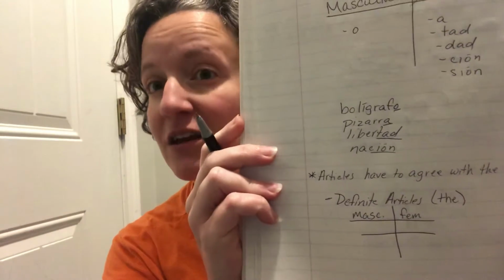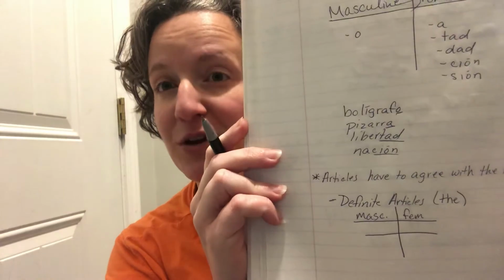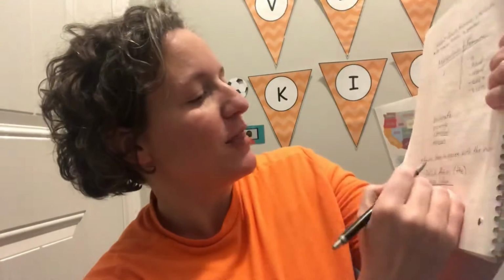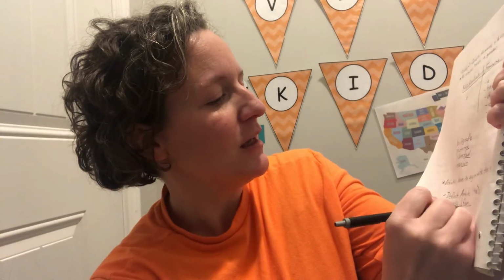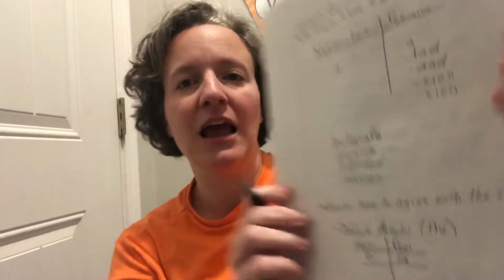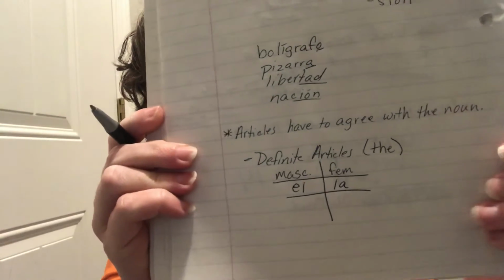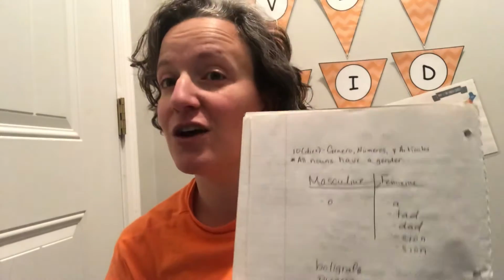So we have singular masculine words and singular feminine words for the. The masculine word for the is el, and the feminine word for the is la. So I just said everything revolves around that noun. Articles are one of those things.